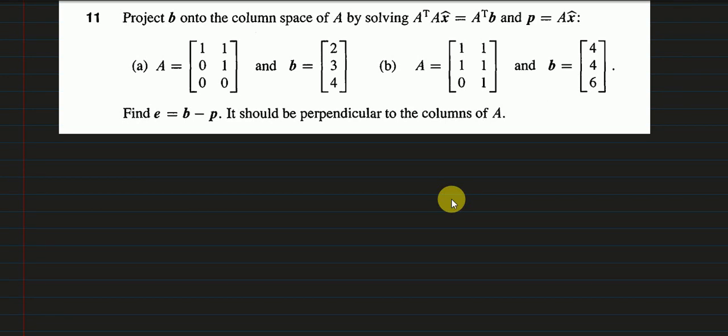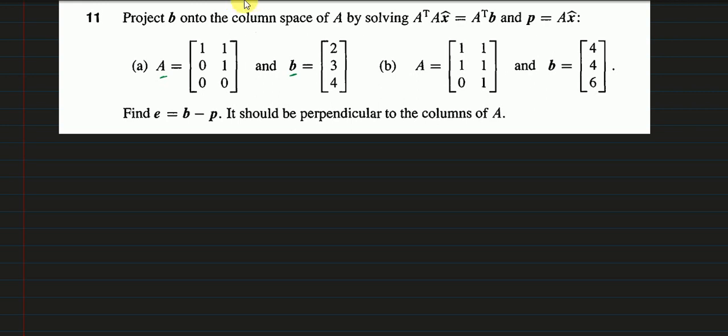Okay, so this question is based on the projection. In this question, what we have to do is to project this B onto the column space of A. So we have to project this matrix, or we can say this vector, onto the column space of A. So this is the question. So how can we proceed with this type of question?